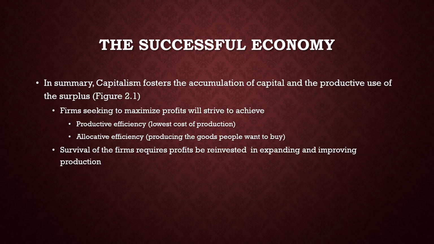So all of that is just to illustrate what he's showing in his figure on 2.1, that capitalism is fostering the accumulation of capital and its productive use of the surplus. The system will drive firms to maximize profits. Part of maximizing profits is minimizing your costs, and that incentive is pushing you to productive and allocative efficiency. And those two together are essentially called economic efficiency, what Keynes was mentioning in the opening quote. And then for a firm to survive, obviously it has to generate profits so that they can then reinvest their profits and continue to grow and improve their production.